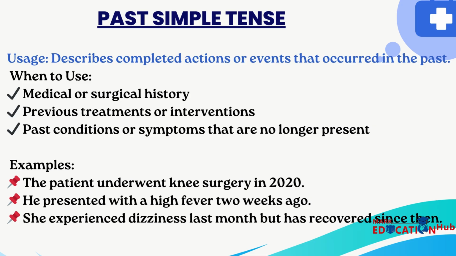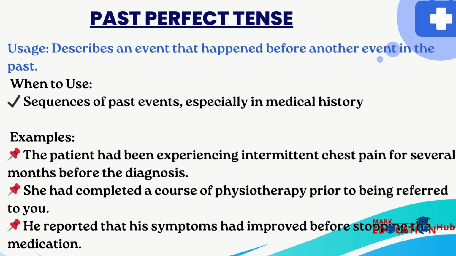The past perfect tense is useful in OET writing when you need to show the order of past events, especially in medical history. It helps clarify that one event happened before another in the past. For example, "The patient had been experiencing intermittent chest pain for several months before the diagnosis," makes it clear that the pain started well before the diagnosis was made. Similarly, "She had completed a course of physiotherapy prior to being referred to you," shows a clear sequence of events. Using past perfect tense ensures your writing is accurate and the timeline of care is easy to follow.